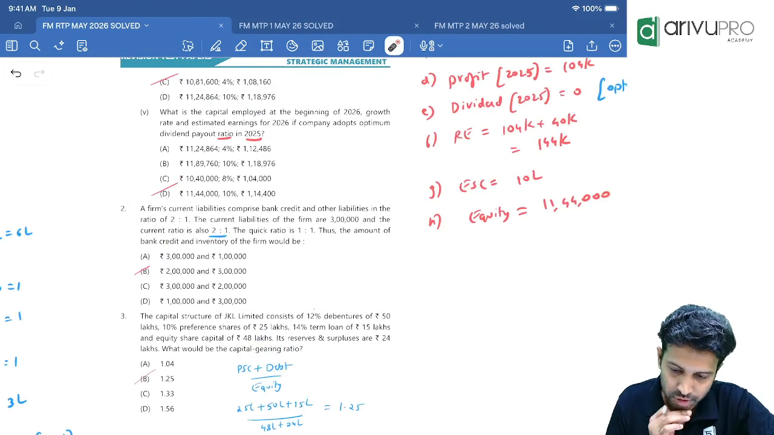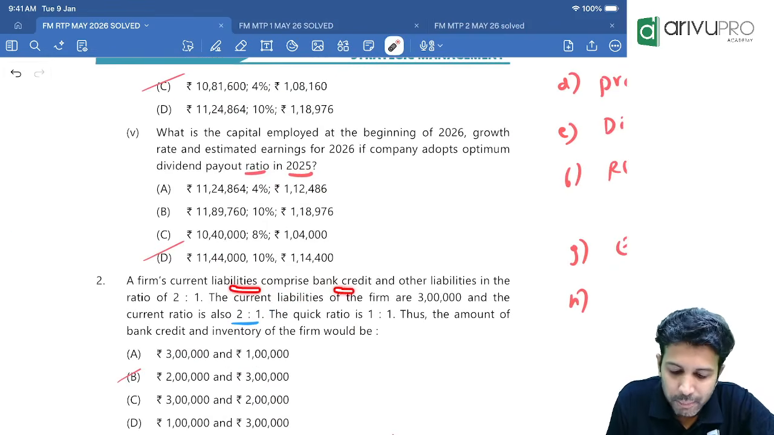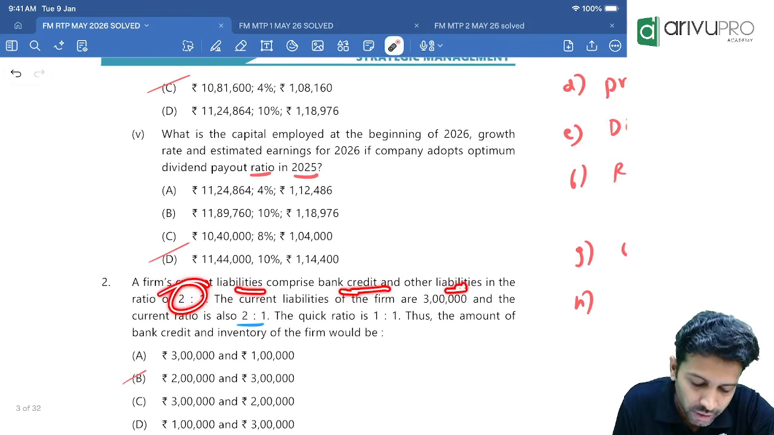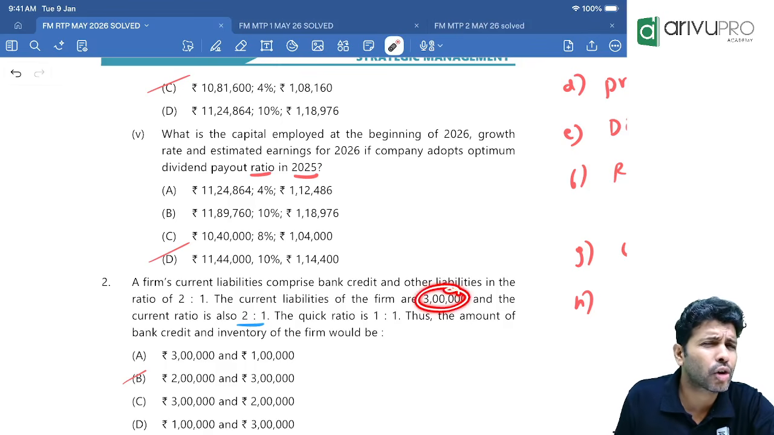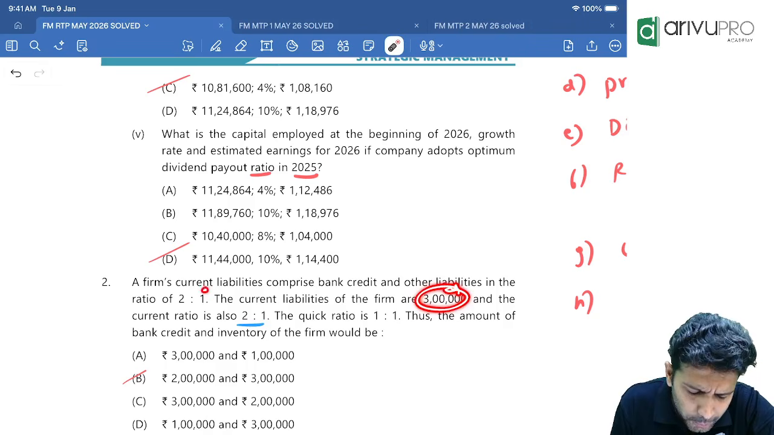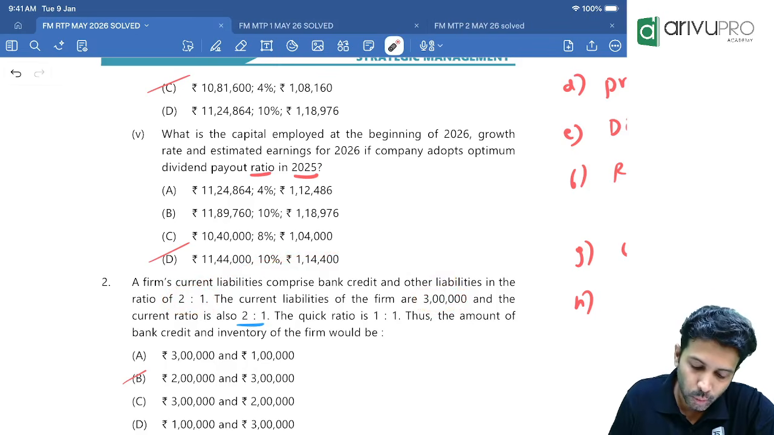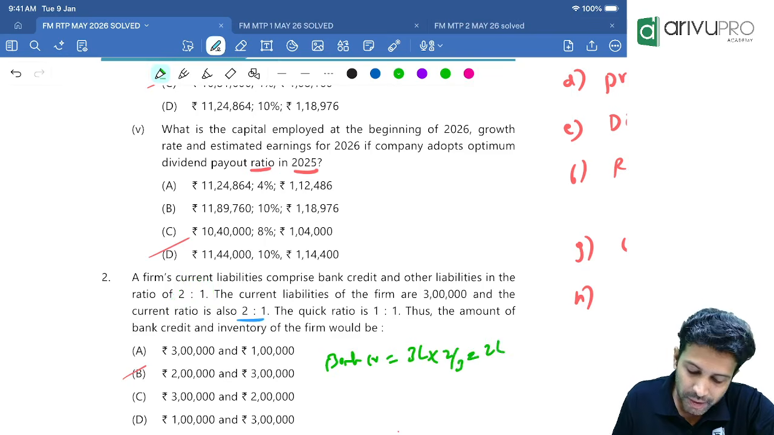Next MCQ question is this. Check. Current liability comprises of two things: bank credit and other liability. Maybe we have a short-term bank loan and some other liability, and they are in what ratio? 2:1. Current liability is 3 lakh. Can you find out components of current liability? Components are in 2:1 ratio. What is the total current liability? 3 lakh. Therefore, what is bank credit? Bank credit will be 2/3 of 3 lakh. How much is this? 2 lakh.